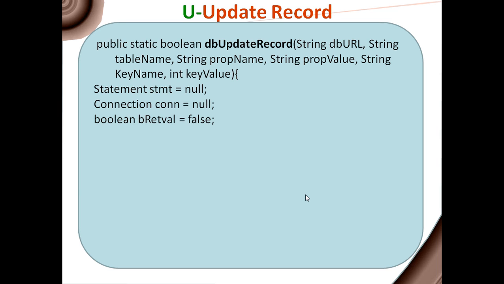Then let's go to the next operation, which is update. The name of the method is dbupdate_record. It's going to return true or false based on whether the update is successful or not. Here you can see dbupdate_record, then the database URL, then the table name, then the property name that needs to be updated, then the new value, and then the key name and the key value. It looks big, just to highlight that the method is a general one.